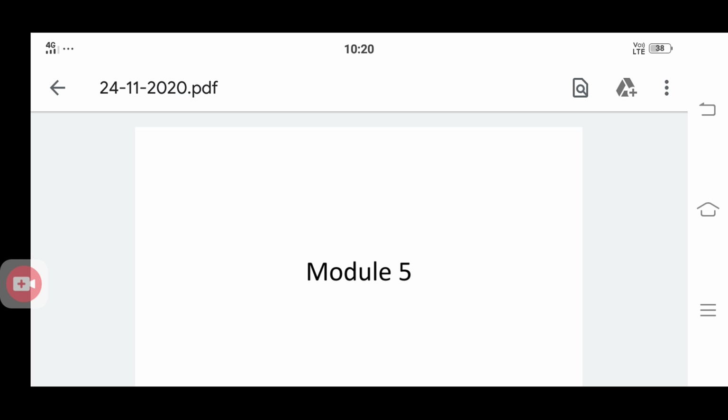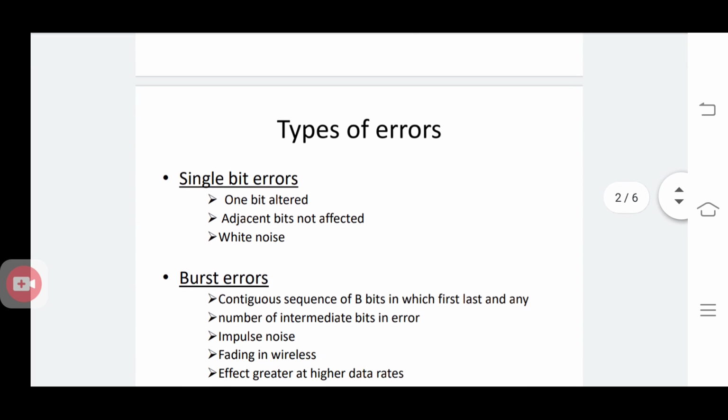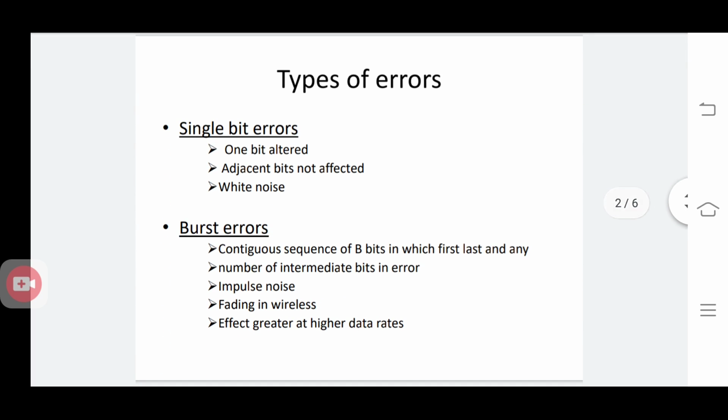Today we will study the types of errors that are present in a data communication system. What are the types of errors? There are two types of errors: single bit errors and burst errors. What do you mean by single bit error?